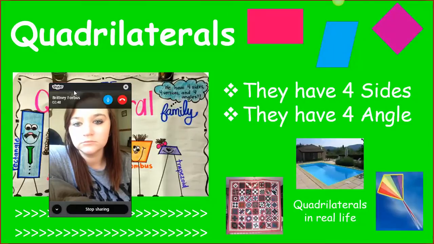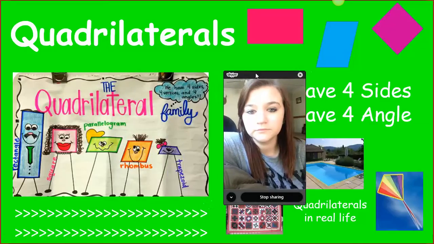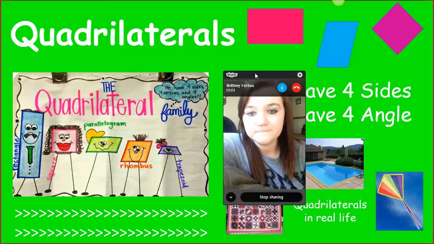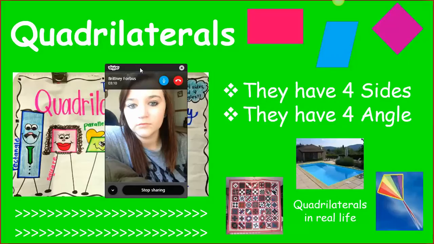The next one is quadrilaterals. Quadrilaterals have 4 sides and 4 angles. A few of those, which you see on our quadrilateral family, are a rectangle, a square, a parallelogram, a rhombus, and a trapezoid. A few examples of quadrilaterals in the real world would be a square quilt, a rectangular pool, or a diamond-shaped kite.